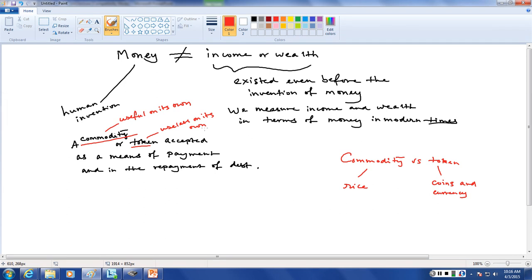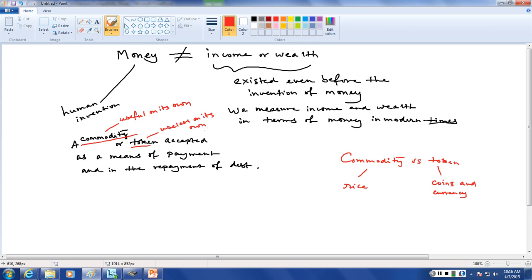So the point is we choose something to be money, whether it's a commodity or a token. And what is this money? It is commonly accepted as a means of payment. In other words, you can buy things with it. The seller will accept it as a form of payment. Also, if you are in debt to somebody, then you can repay the debt in the form of money. Right, so this is our definition of money. The important point to remember is this is simply a human invention, not intrinsically valuable.